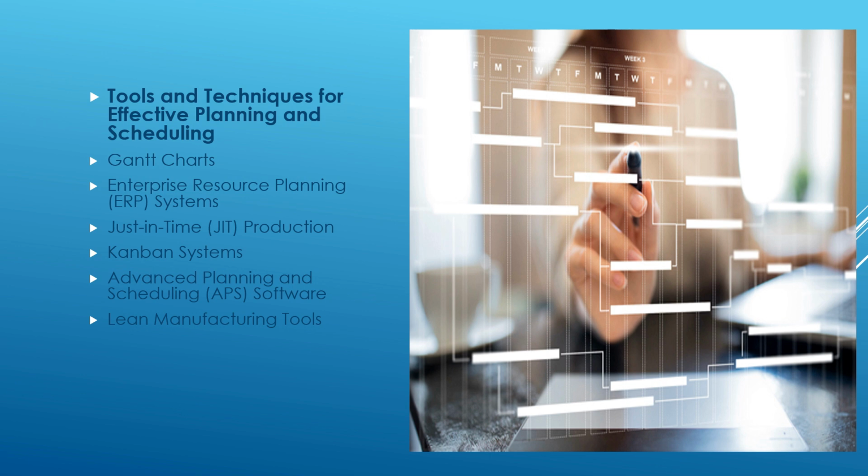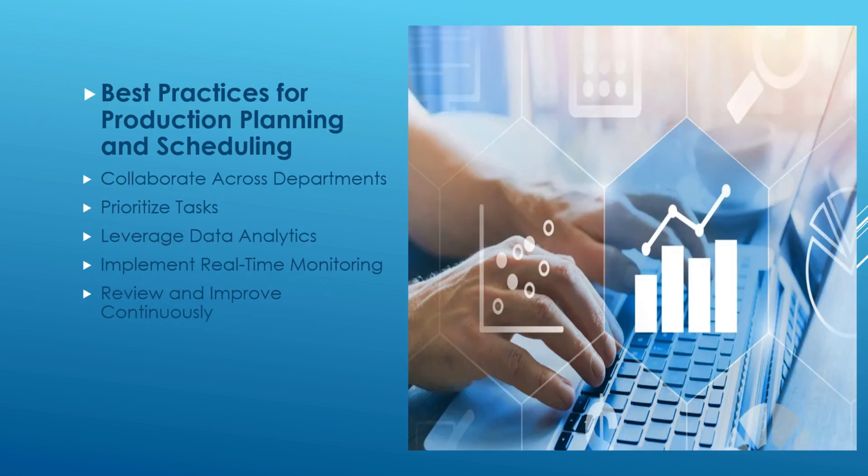Best practices for production planning and scheduling is the next. Some of the best practices for production planning and scheduling include collaboration across departments, which involves engaging teams from procurement, operations, sales, engineering, and others to ensure alignment.